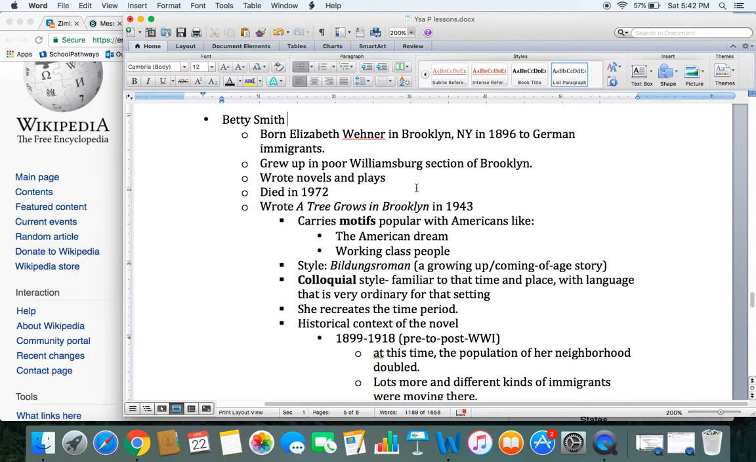But at the time she was living there and growing up there, there were also a lot of Jewish immigrants and Italian immigrants coming in. So there was a lot of change, and the population of Williamsburg in Brooklyn actually doubled during that time.